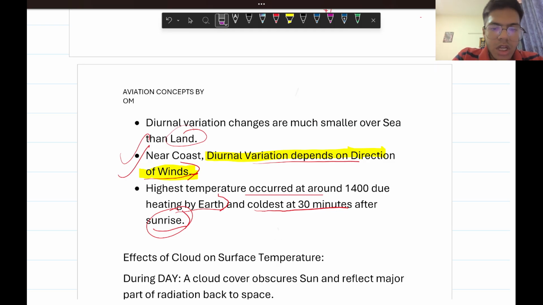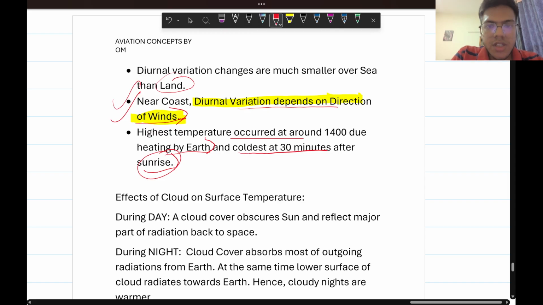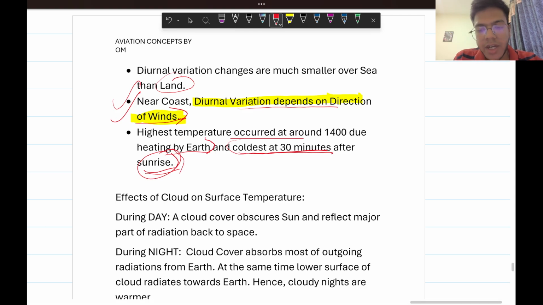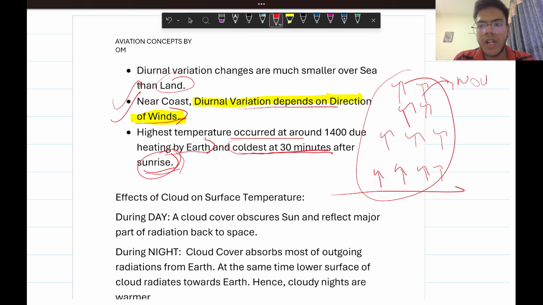Okay. Now guys, we will see this reason also, why it is coldest at 30 minutes after sunrise. We have already discussed that in night radiations are going up and there are no incoming radiations from sun. Okay, there is only outgoing. Okay, these all are nocturnal radiations, we know that.